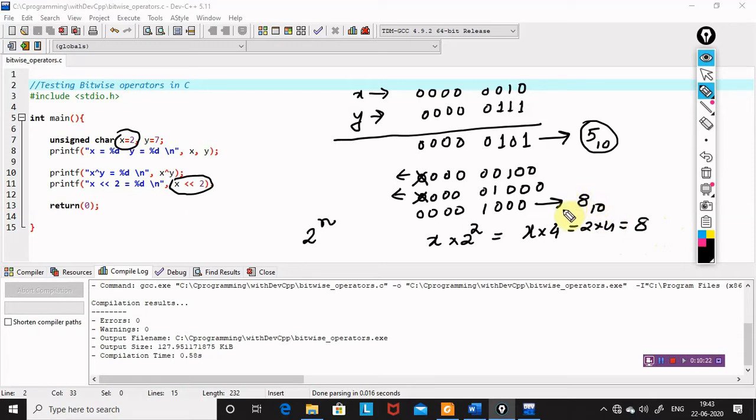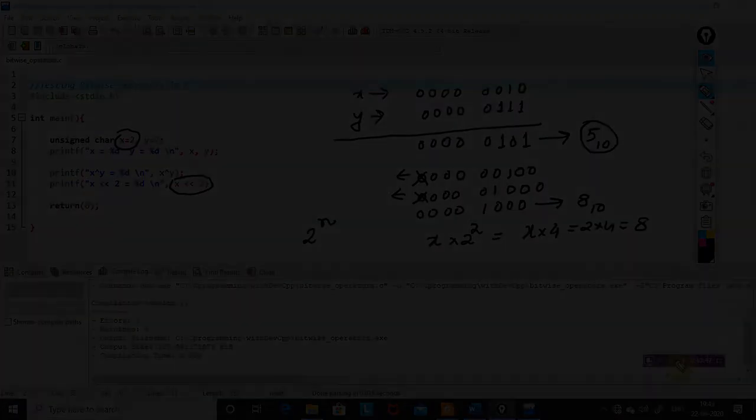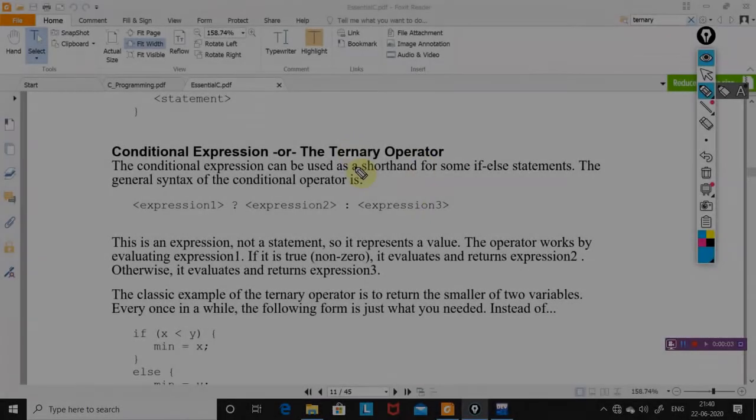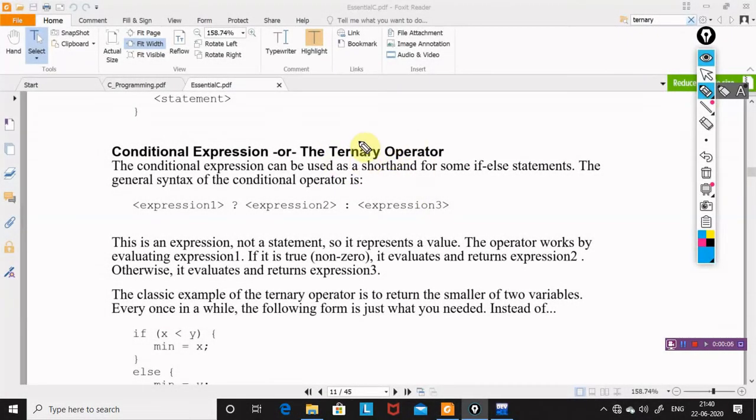So that means a left shift operation by n number of times effectively means multiplying the number which is being shifted by 2 to the power n. Similarly, we could play around and test the right shift operation and also the other bitwise operators. Okay, now we'll be discussing the ternary operator.